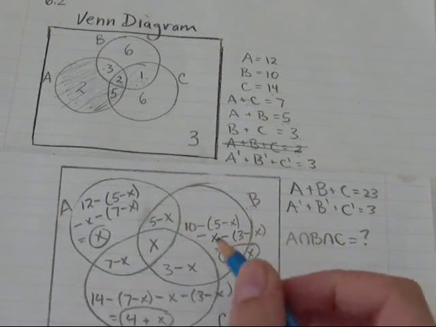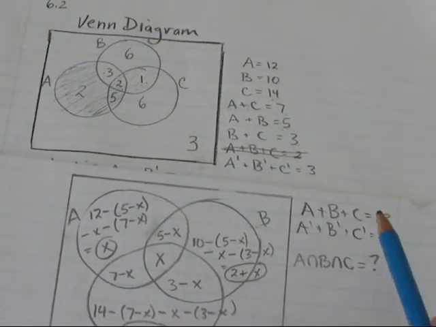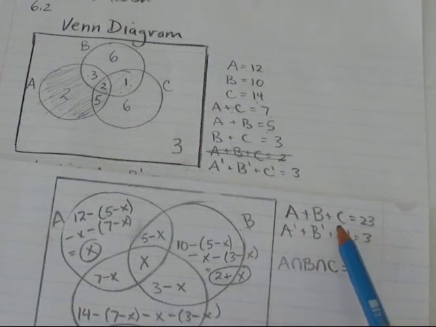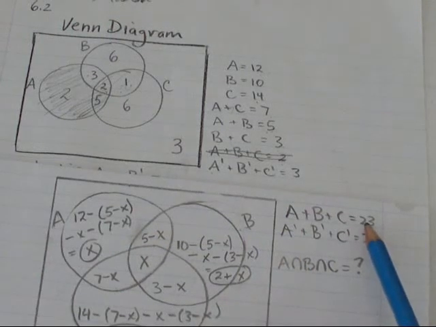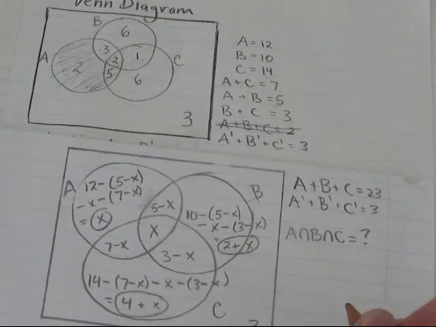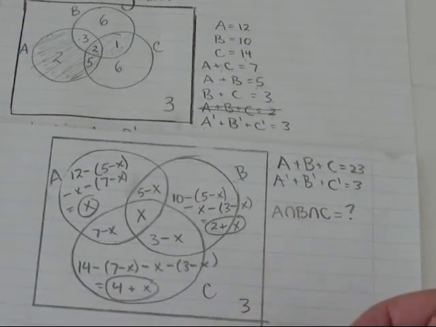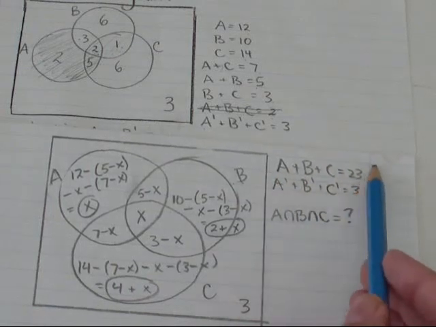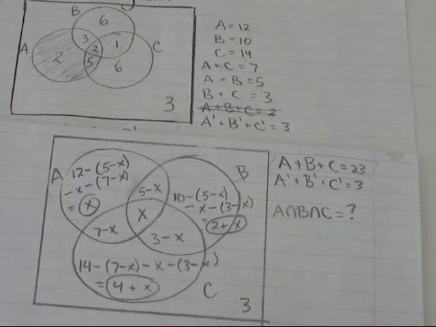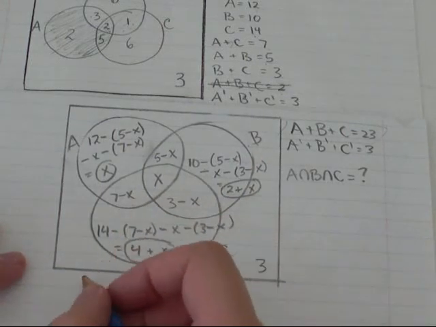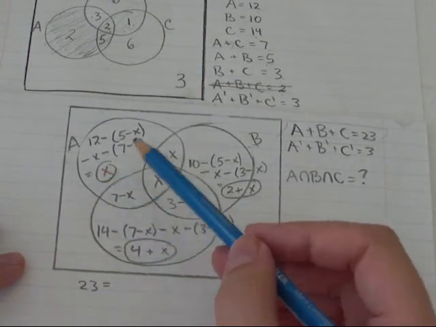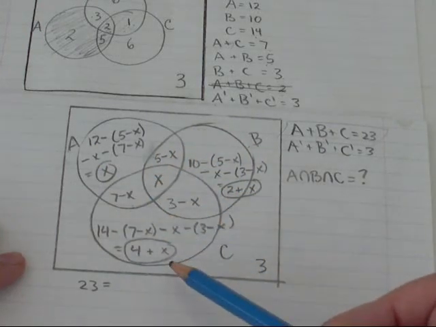Now we're going to try and find X. We're given over here that A and B and C, the total number in everything, is 23. So this plus this plus this, etc., all equals 23. And not A, not B, and not C equals 3, so I'll write that out here. If we didn't have this piece of information, we couldn't solve this. I know all these things add up to 23.